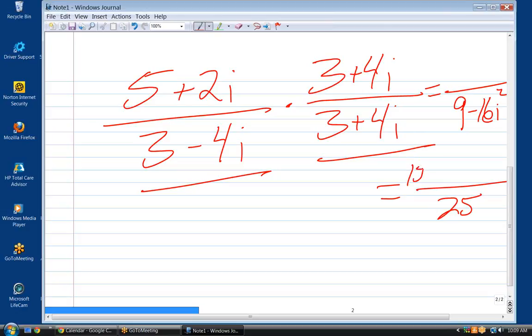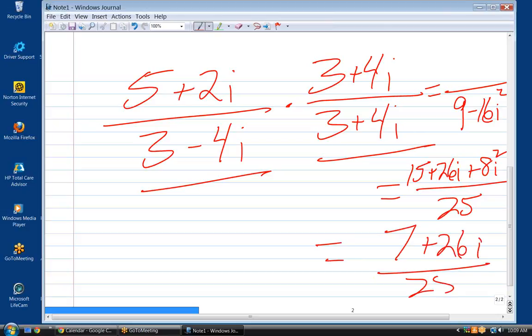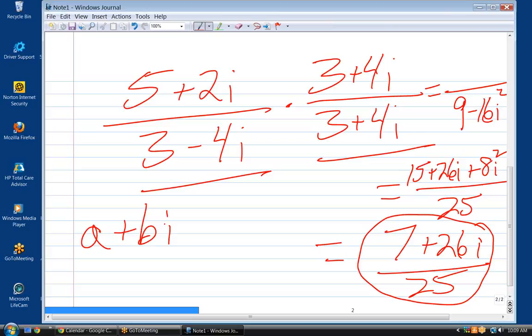So the numerator is going to be 15, plus 6i plus 20i. That's plus 26i. And then we have plus 8i squared, which is the same as minus 8. So that becomes 7 plus 26i over 25. So that is the answer, unless the teacher says put it into a plus bi format.